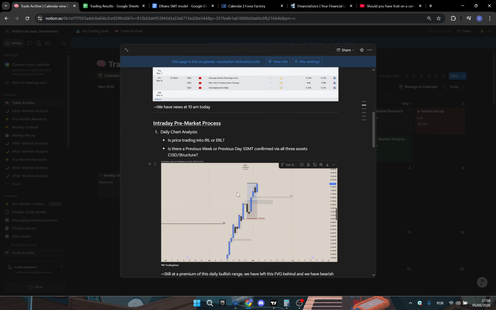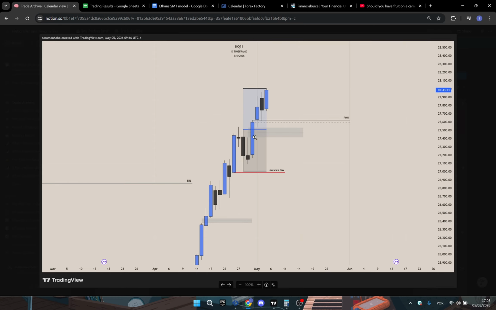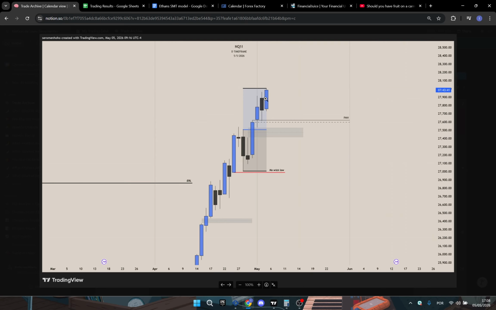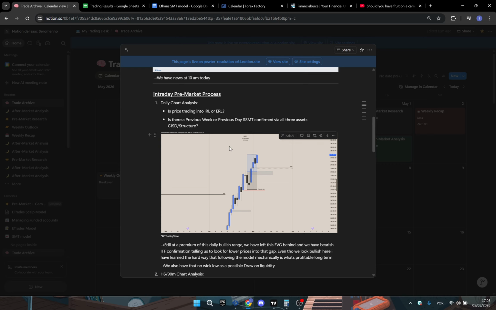When we go to the chart, we can see that we still have this fair value gap left over on NQ, and we know that yesterday I was looking for lower prices because we have a previous week high SMT. Going into today we still have that previous week high SMT, so I'd still be looking for lower prices into this gap. Also, we have this no wick low still untapped, so I'm still seeing that as a bit of a draw.